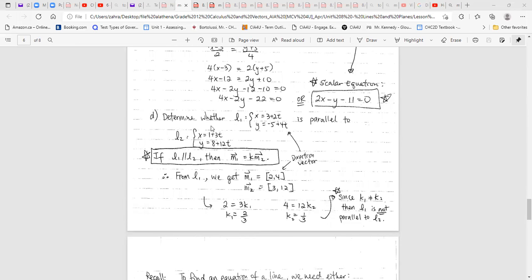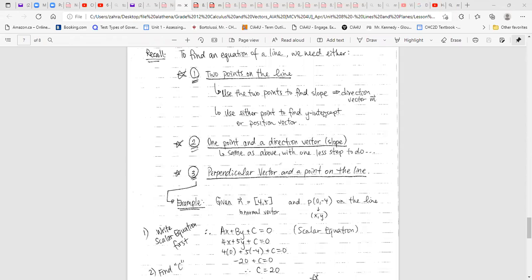To determine whether the lines are parallel or not, you just need to look at the direction vectors. Here the direction vector is 2, 4. And the direction vector here is what? 3, 12. Are they multiples of each other? 4 multiplied by 3 is 12, but 2 multiplied by 3 is not 3. It should be 9. If that was 9, it would be parallel. So they are not multiples of each other. Therefore, they are not parallel.